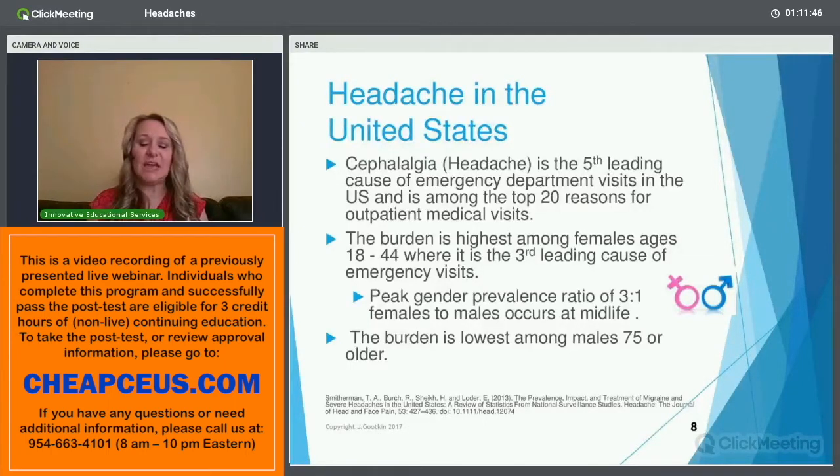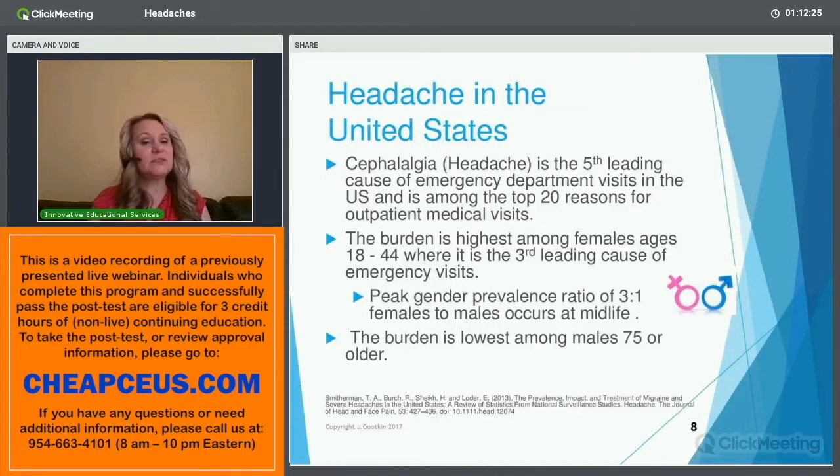analyzed national surveys and epidemiologic data, and they looked to try and see, well, what is the real impact of headache? How prevalent is it? And what they found, looking at studies that had between 15,000 and 100,000 participants, was really remarkably consistent data saying that cephalgia, which is basically the medical terminology for headache, is a significant cause of emergency room visits. For outpatient visits, it's peaking very high. It's one of the top 20 reasons that they're seeing for visits.